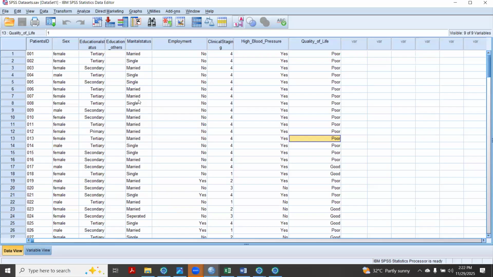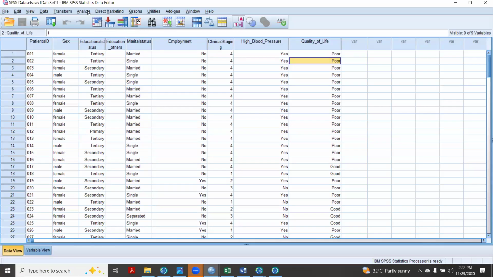Let's do, for example, now, looking at this data, I have high blood pressure, yes and no. I have quality of life, poor and good. I'm interested in if those that have high blood pressure will have more poor quality of life. So you can do a chi-square for that to see.